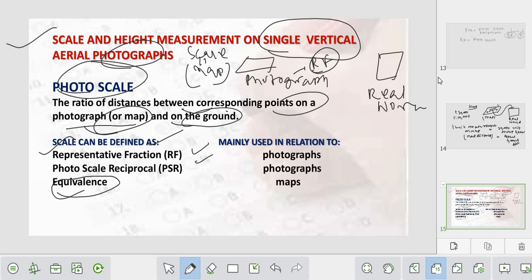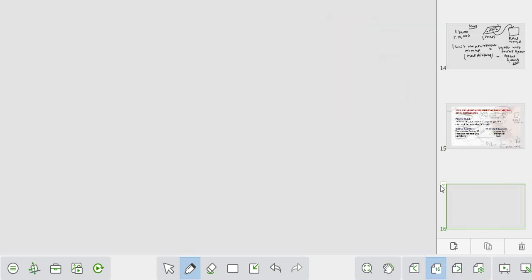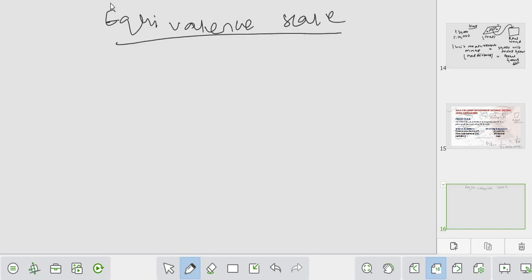ओके, सो RF इज यूज्ड फॉर द फोटोग्राफ, अभी बताया था RF फोटोग्राफ के लिए यूज होता है. फोटो स्केल रेसिप्रोकल PSR जो बोलते हैं, सो PSR क्या होता है, 1 by फोटो स्केल. ओके, सो दिस इज फोटो स्केल. It is the inverse of the photo scale, or inverse of representative fraction. So PSR भी यूज होता है फोटोग्राफ के लिए, RF भी यूज होता है फोटोग्राफ के लिए, इक्विवेलेंस यूज होता है मैप्स के लिए, ठीक है. What is the equivalence? It is the same as the scale, है ना, इसको बोलते हैं इक्विवेलेंस स्केल, ठीक है.